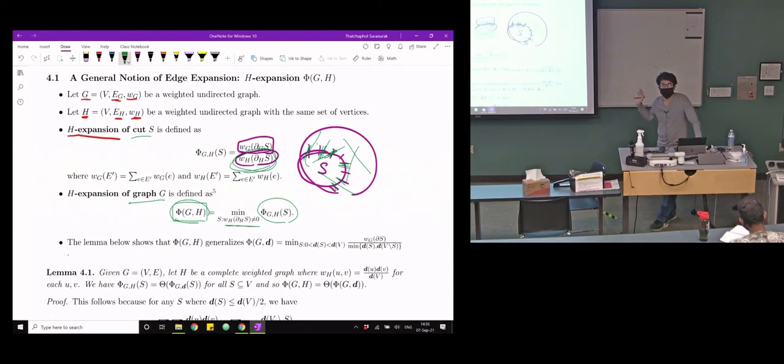Question about the notion? So the only connection between G and H is that they have the same set of vertices. Yeah.